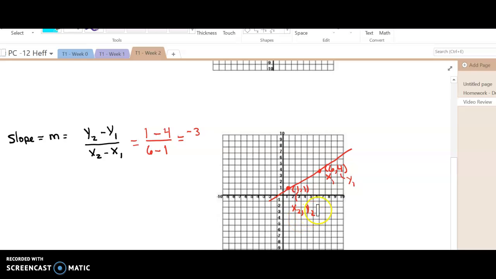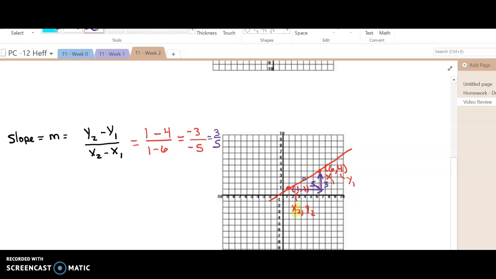I just found an error, hopefully you did too. x2 was 1, so these should be switched. This should be 1 minus 6 instead of 6 minus 1. So 1 take away 4 is negative 3, 1 take away 6 is negative 5. A negative divided by a negative is a positive 3 over 5. And you could also see that by just drawing in a run of 5 and a rise of 3.